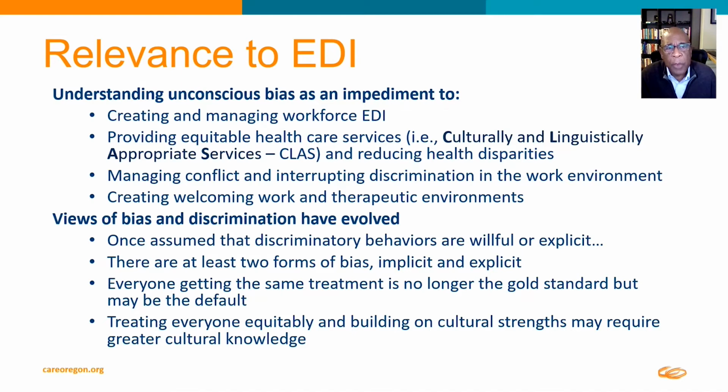Views of bias and discrimination have evolved. It was once assumed that bias was willful or often explicit. In many cases, it's very implicit and very unconscious. The other thing is that when we think of treatment, it's fundamentally different in that we're not treating everyone the same. We often say that I treat everyone the same. No, we don't, nor should we. A 14-year-old or a 64-year-old grandmother are two fundamentally different organisms, if you will. The idea is we give them the same degree of human respect and dignity, but we might treat them quite differently. So we're trying to transition from an egalitarian era to a more equitable era, and that might require building on cultural strengths and having greater cultural knowledge. Next slide.